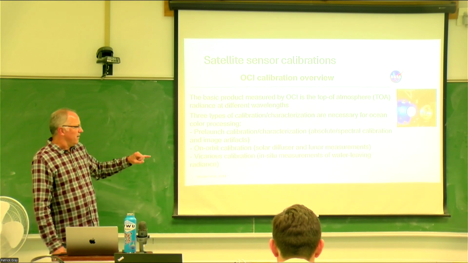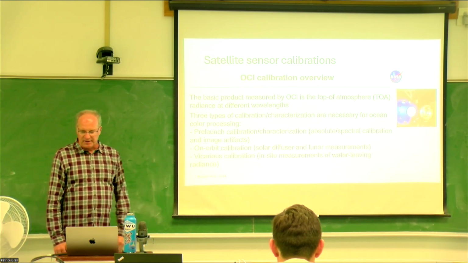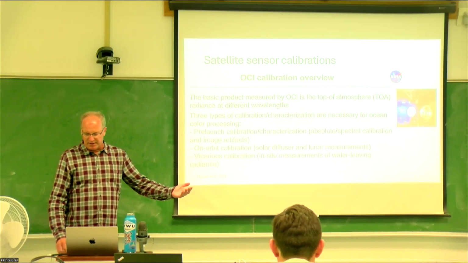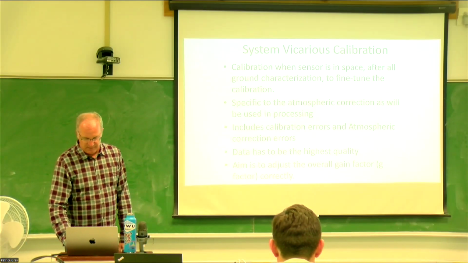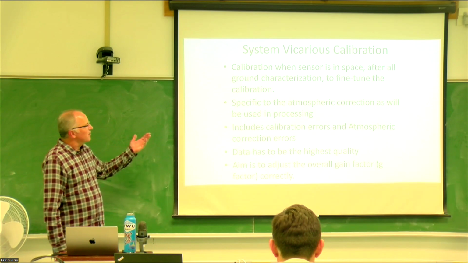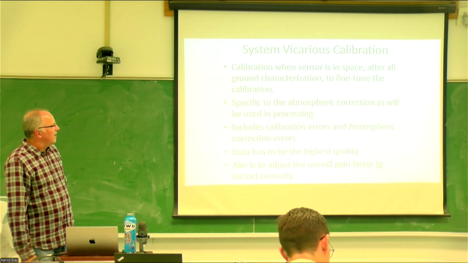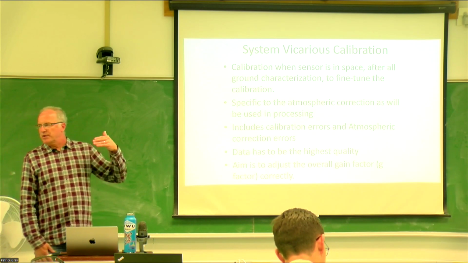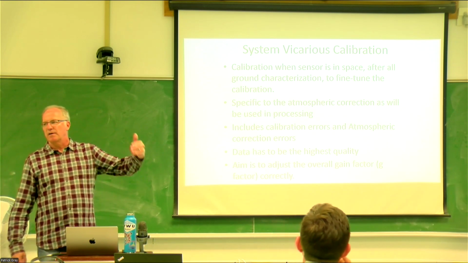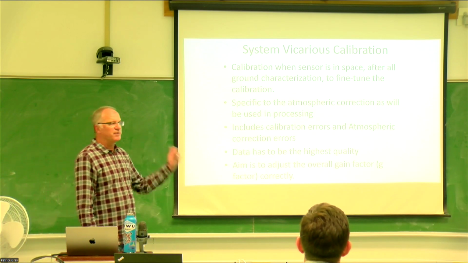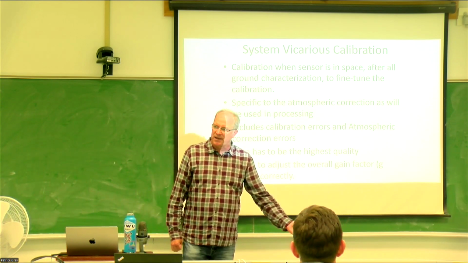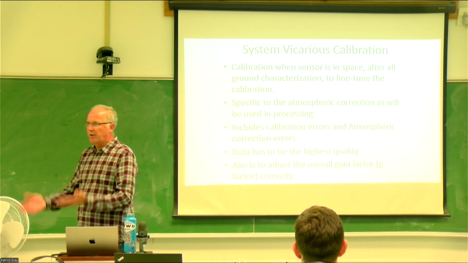So this is a process called system vicarious calibration, and it uses in situ methodologies. So what is system vicarious calibration? It's calibration of sensors in space. It helps to fine tune the calibration and particularly keep it in check with time, relative to an observation, in terms of the scale of the light coming out of the ocean, in many parts of the ocean.